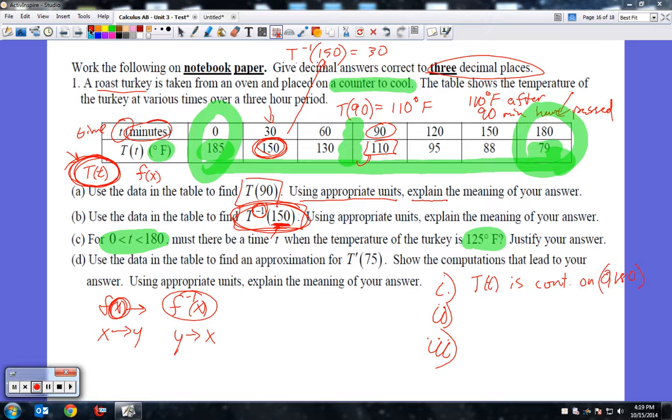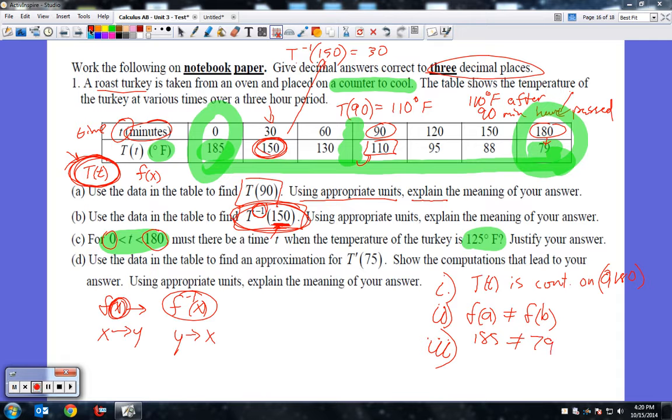This is very similar to the problems that we're doing when we're doing the intermediate value theorem, only this is real world with real world application. The second one is f of a does not equal f of b. Alright, our a value comes from 0. Our f of a is 185. That's the output at 0. And it is not equal to f of b. The b value is 180. The f of b is 79.